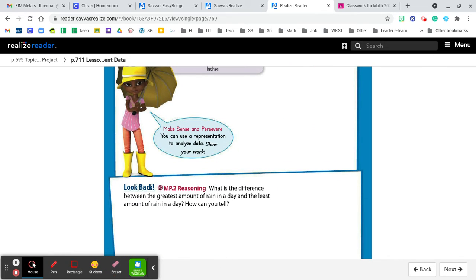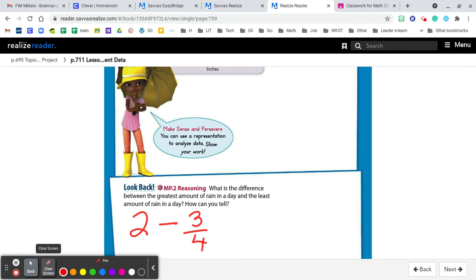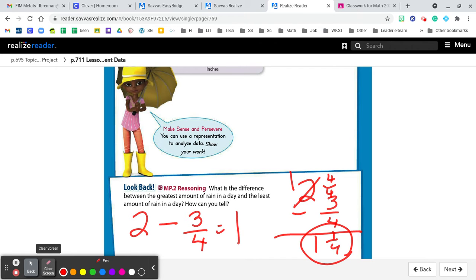And what is the difference between the greatest amount and the smallest? We take the largest amount, which was 2 inches, and we subtract the smallest amount, which is 3/4 of an inch. And when we subtract 2 minus 3/4, remember we're going to have to borrow. So we have 1 1/4 is the difference between the largest and the smallest amount.